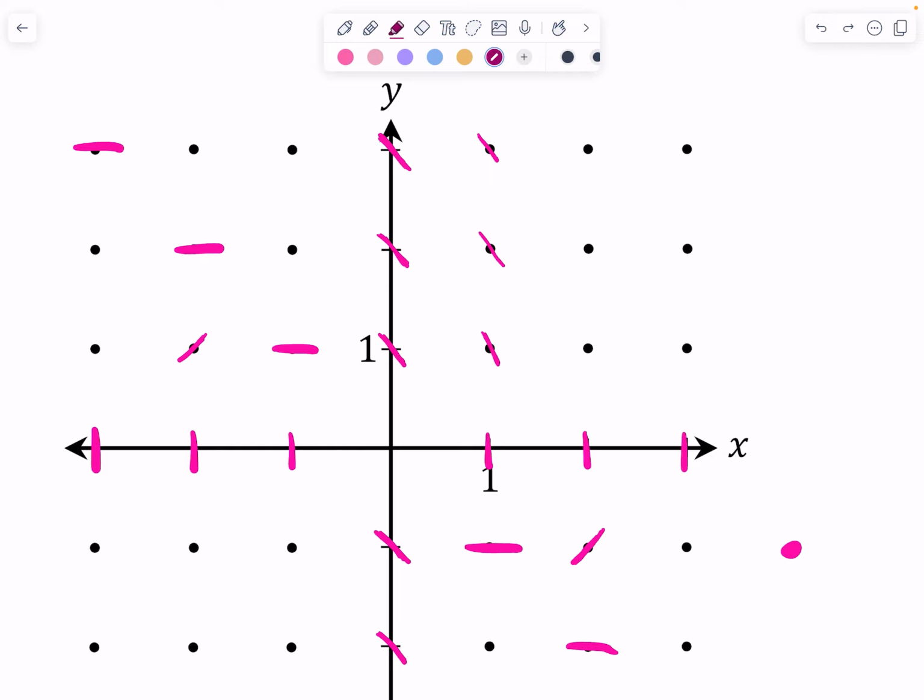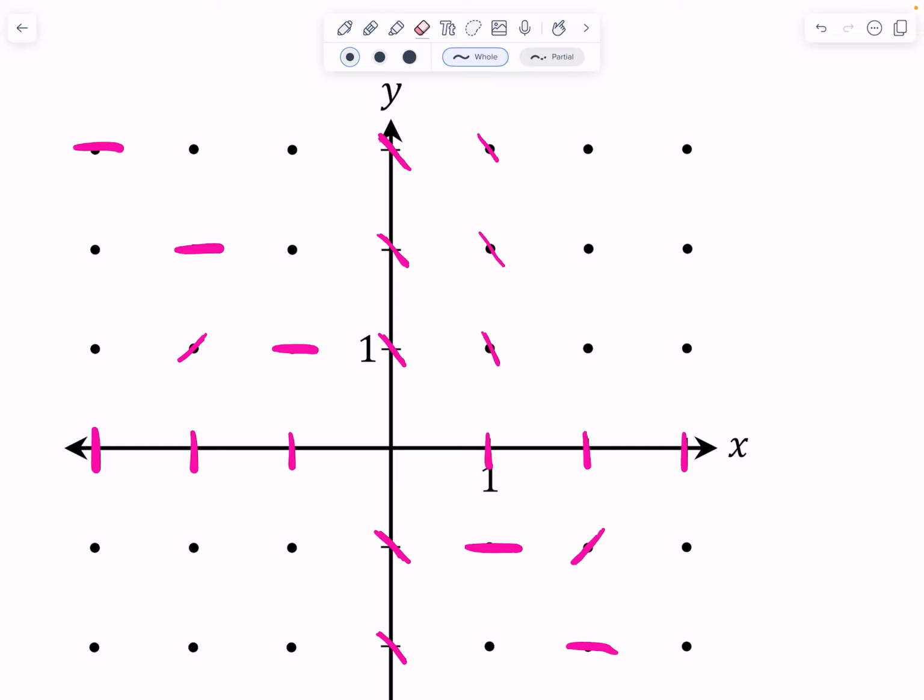I'm probably not going to describe what I'm doing for the rest of them. I'm probably just going to fill them in. Is that what I'm going to do? Nope. Describe it. Might go faster. Who knows? All right. 2, 1. 2 plus 1 is 3. Divided by 1 is also 3. So we're looking at a slope of negative 3.